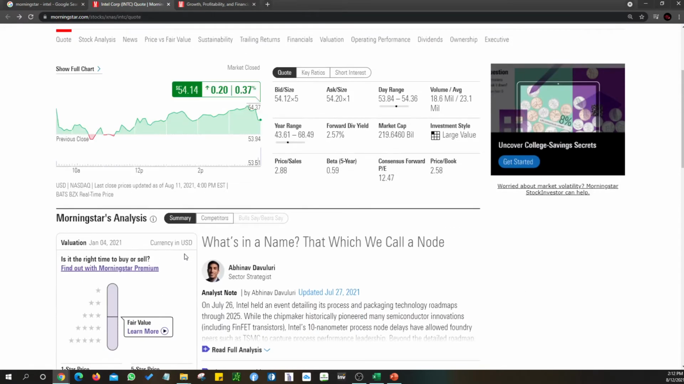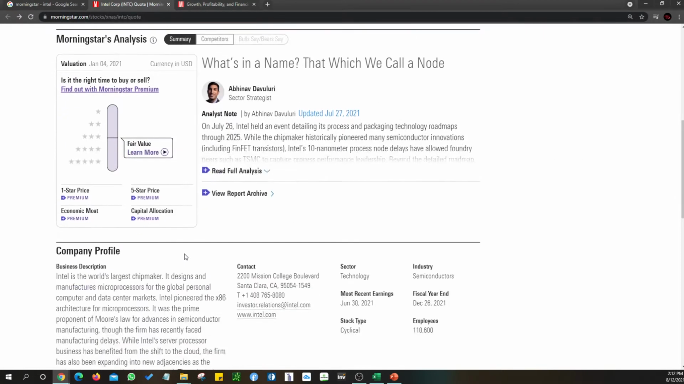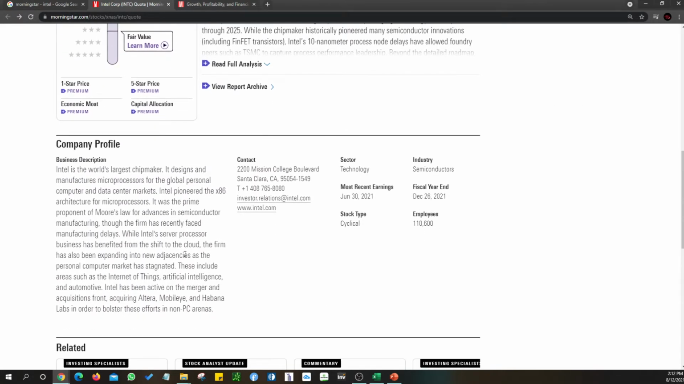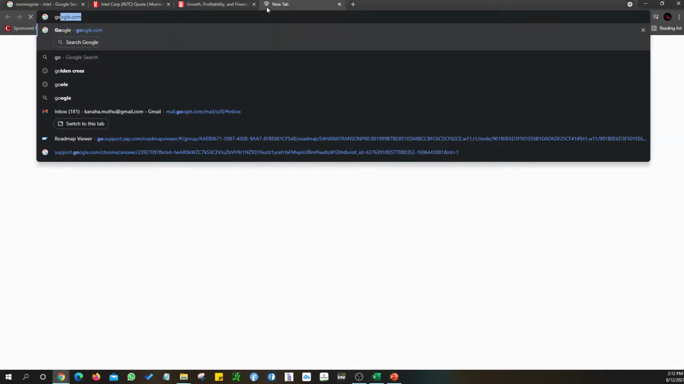We will be covering that in depth later, but before that, I just wanted to see. Alright, Intel is the world's largest chip maker. Wow. This statement shows that they have intangible assets. How? World's largest. It designs and manufactures microprocessors for global personal computer and data center markets. Check your laptops and I can show you. Let's see.